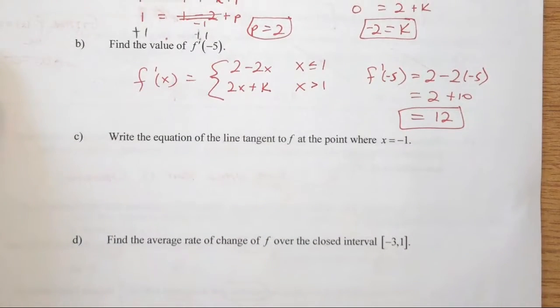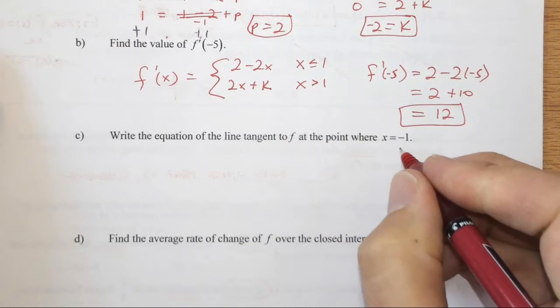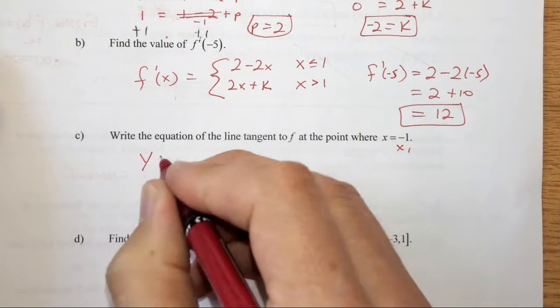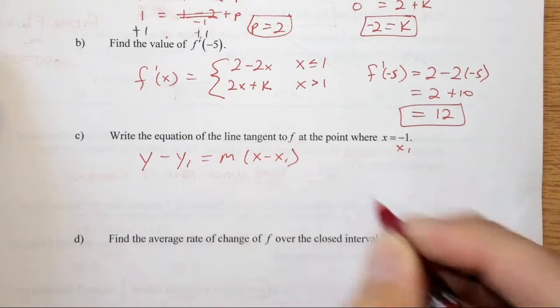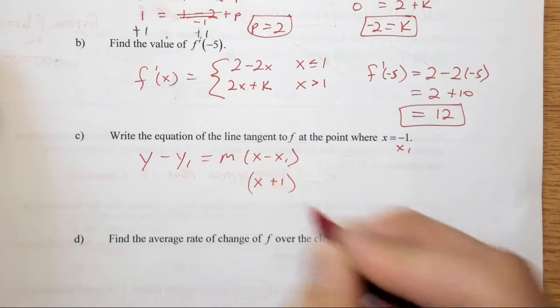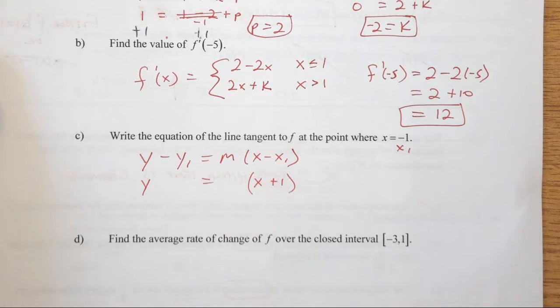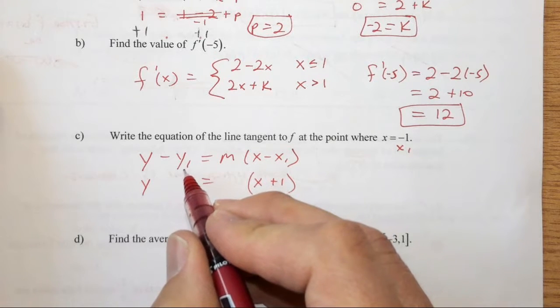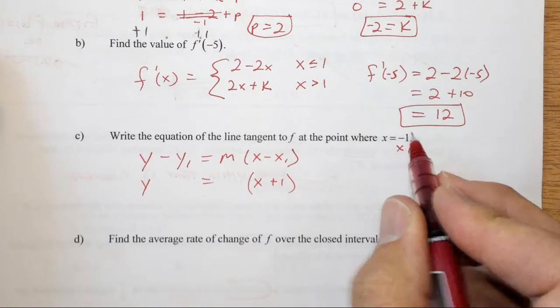Part C, write an equation of the line tangent to f at the point where x equals negative 1. All right, so this is our x1 value. We're going back to y minus y1 equals m times x minus x1. We have negative 1 right here, so we're going to replace x with negative 1. So we have x plus 1 in parentheses. We also have our y and our equal sign. We have to plug in for y1. y1 is the function's value at x1. We have to plug negative 1 into the original function.